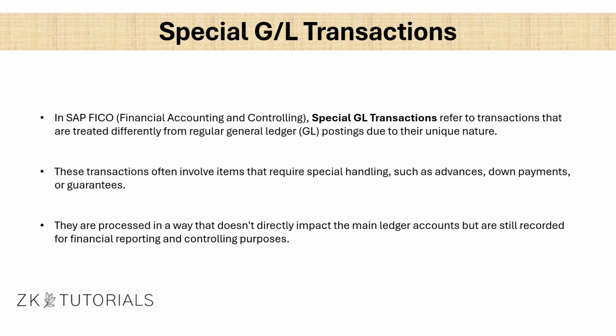So till the time we release the goods from our organization, it will be treated as a special GL transaction. After we make an invoice, after we release the goods from our organization to deliver to the customer, at that time this transaction will go to the main general ledger account, that is sales.